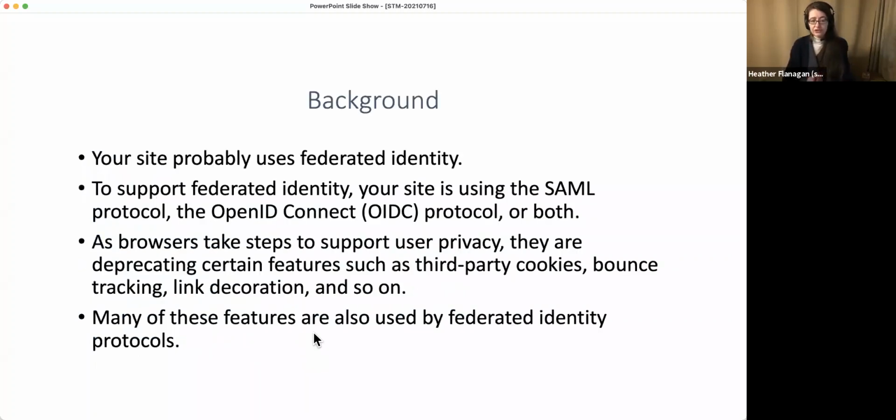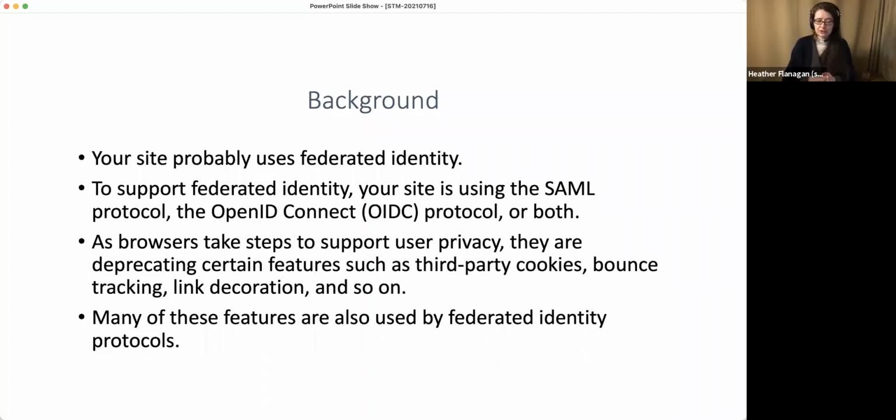So your site, if you're here, you're probably someone who's been using federated identity to authenticate to a site. Your site is probably using SAML, or it might be using OpenID Connect, or it might be doing both. If you're primarily in academia, then you're primarily in the SAML space. But if you do anything with social identity providers like Google or Facebook, then you're using OpenID Connect.